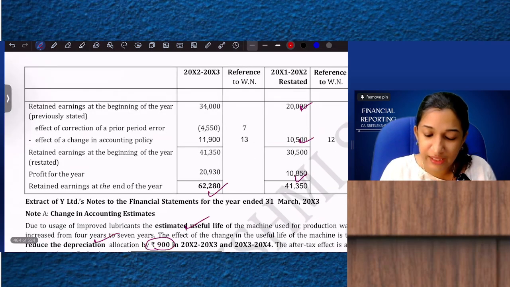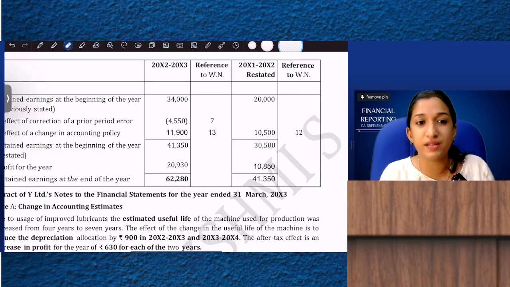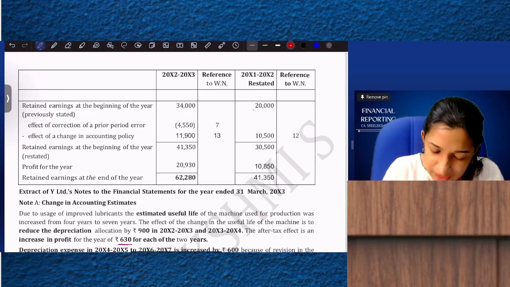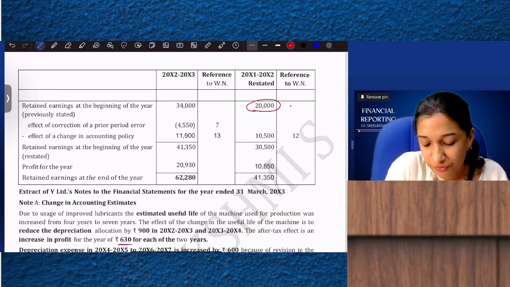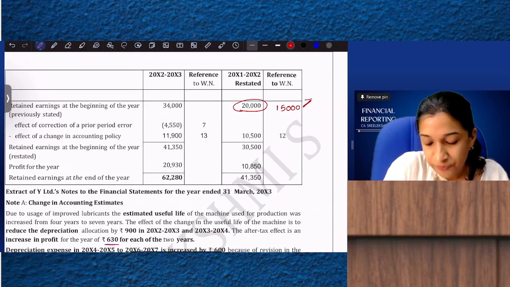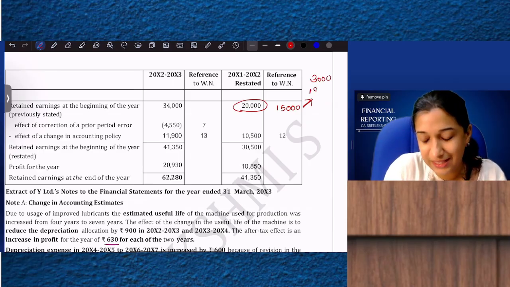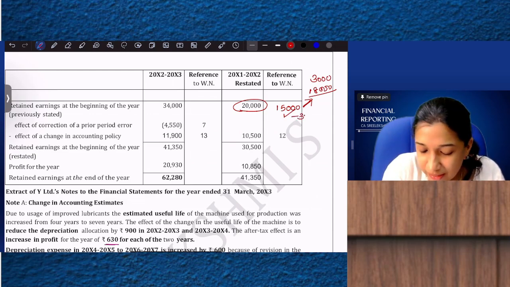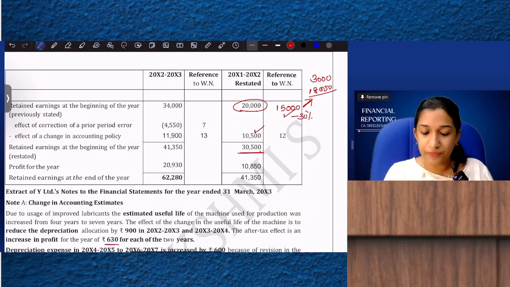Okay. What about retained earnings? Now what is the impact on retained earnings? Opening retained earnings was 20,000 given. But opening retained earnings should increase by that 15,000. How 15,000? 3,000 was my original cost of investment, which I increased to 18,000. So there is a profit of 15,000. After tax impact 10,500. So my opening retained earnings corrected.